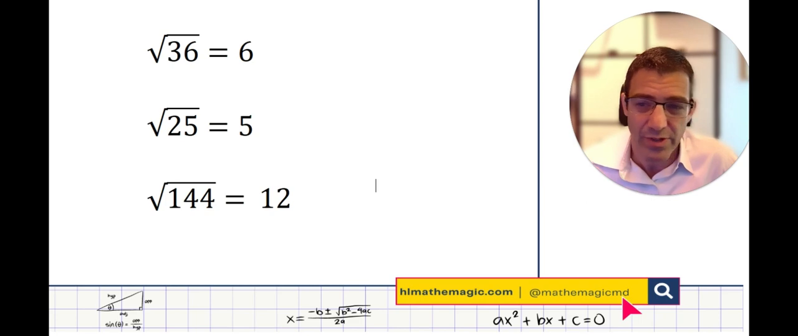So looking at these 3 questions, the square root of 36 is 6, the square root of 25 is 5, and the square root of 144 is 12. So well done if you've done these 3 questions correctly. And now let's look at when things get a little bit trickier.